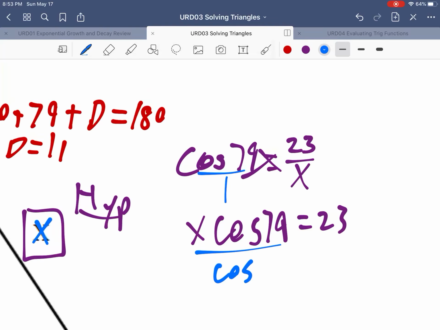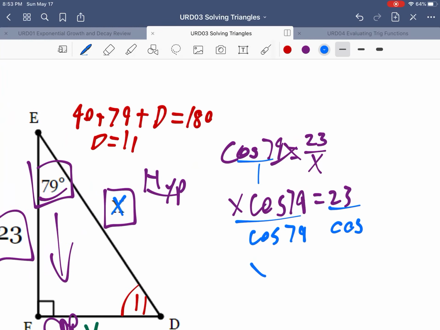I'm going to divide both sides by cosine of 79, and I'm going to get that x is equal to 23 divided by the cosine of 79.